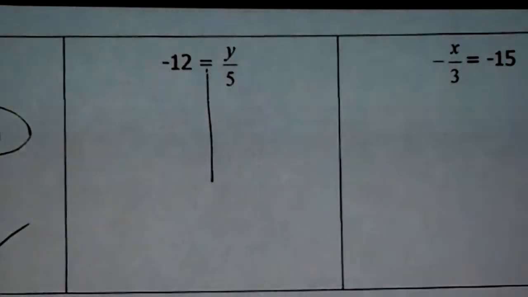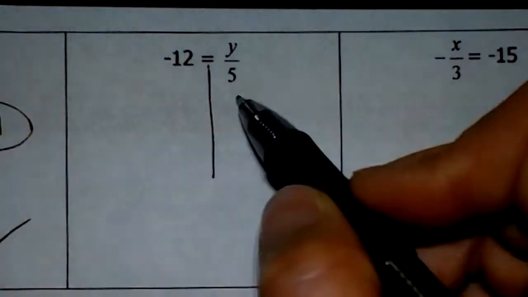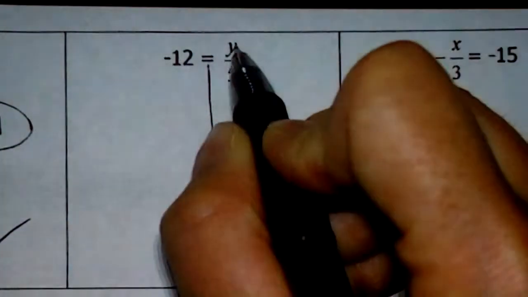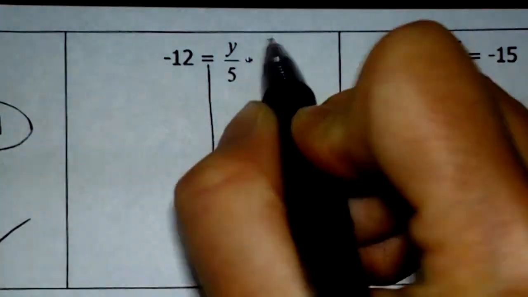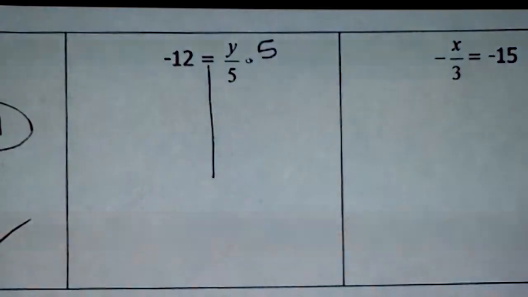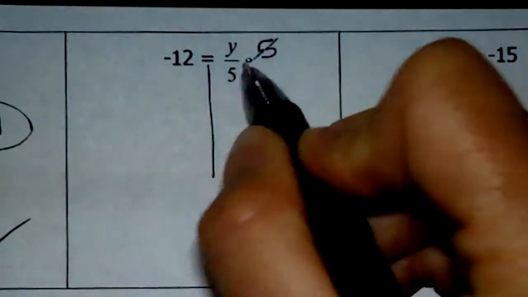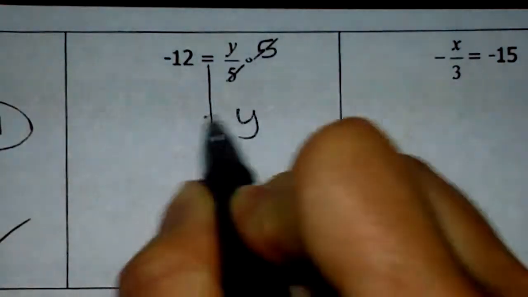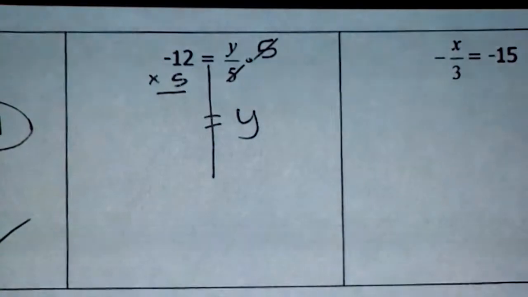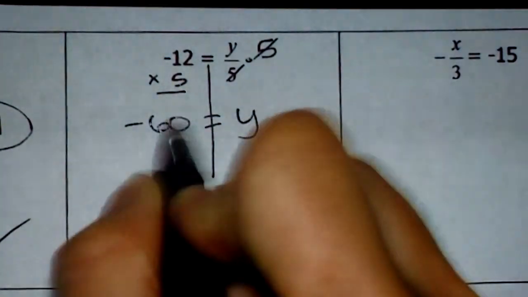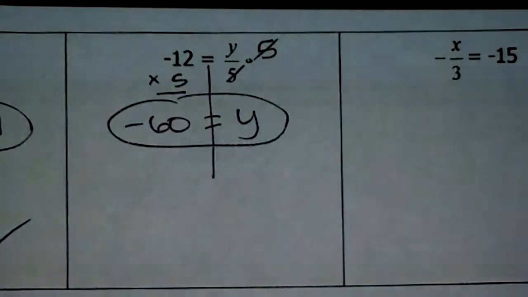All right, this time the variable's on the opposite side. It's okay. You're not multiplying each side by -12. I want to multiply each side by whatever the variable is being divided by. Y is being divided by 5. To undo that, to get y by itself, I'm going to multiply by 5. So y over 5 times 5, those cross cancel and y is by itself. Now I need to multiply this side by 5. And a -12 times 5 gives us -60. So -60 equals y.